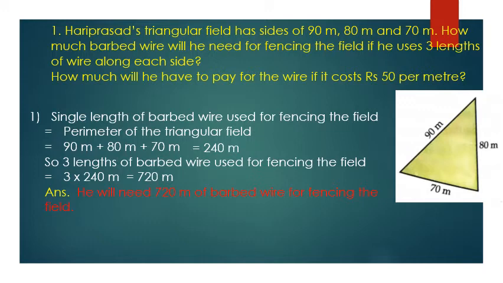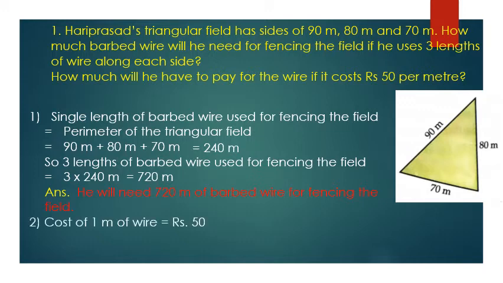Now what is the second part of the question? Well, the second part of the question is how much will he have to pay for the wire if it costs rupees 50 per meter? Well, if the cost of 1 meter of barbed wire is rupees 50, then we know that he needed 720 meter of barbed wire. So what will be the cost of 720 meter of barbed wire? Let us find out.